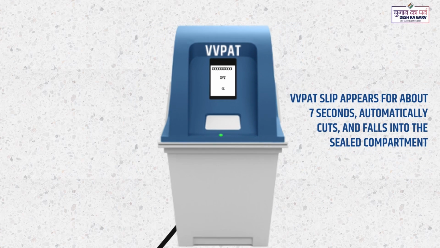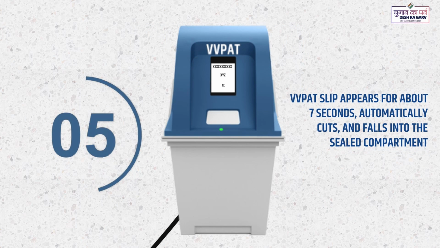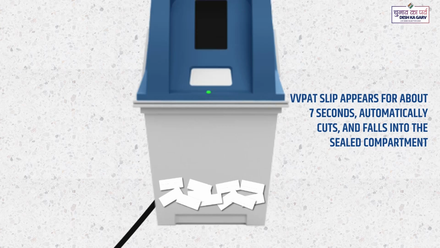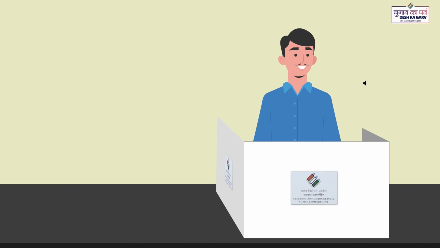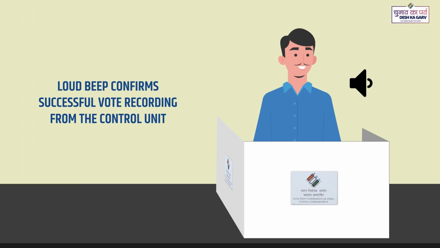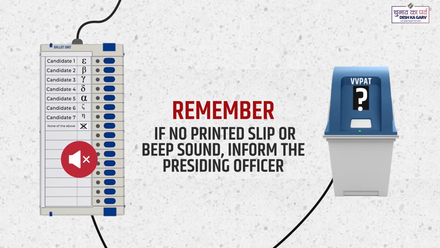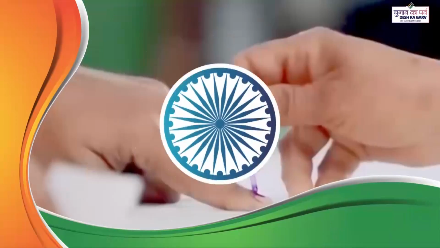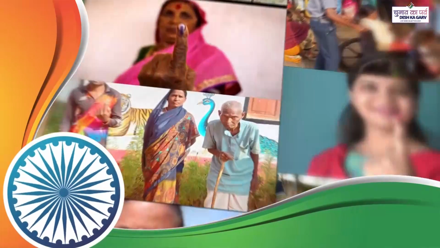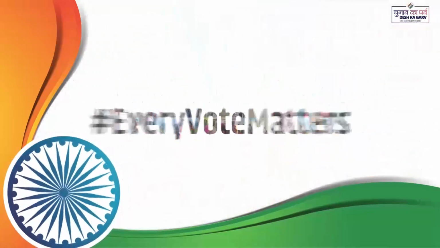VVPAT slip appears for about 7 seconds, automatically cuts and falls into the sealed compartment. A loud beep confirms successful vote recording from the control unit. Remember, if no printed slip or beep sound, inform the presiding officer. Well done, you have made your contribution to the democracy. Every vote matters.